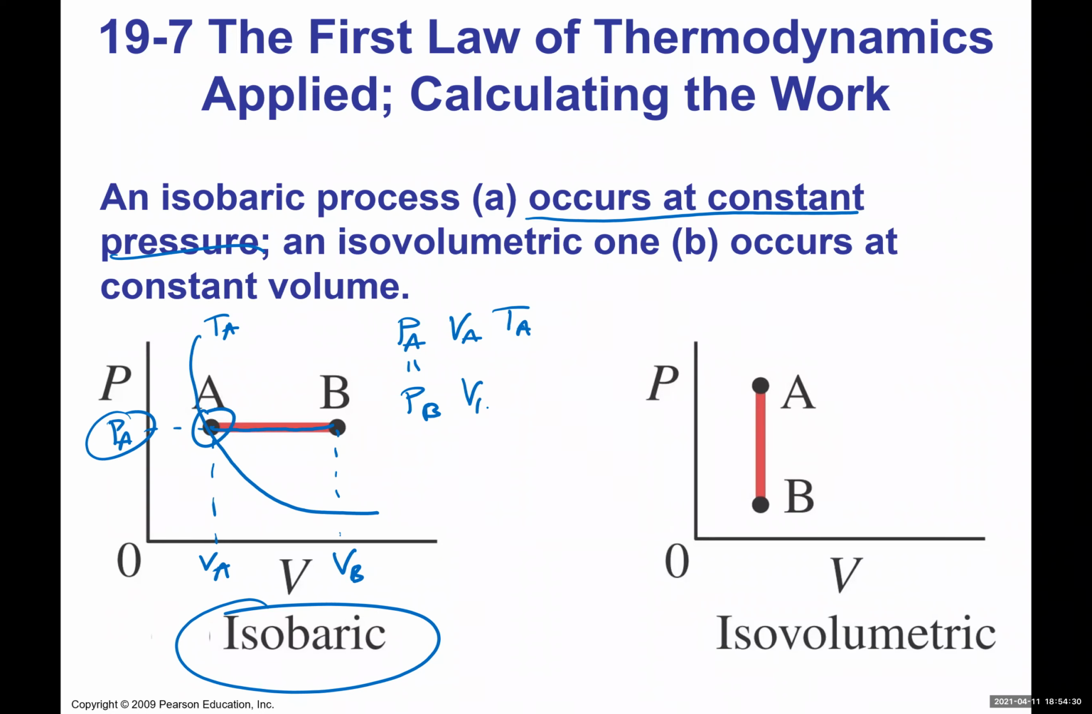That means VB is not equal to VA for the isobaric process. And I can also see that I'm going to hit another isotherm. That means my temperature will also change. TA is not the same as TB. So volume changes, temperature changes, pressure remains constant. And it's always going to be a horizontal line like that.